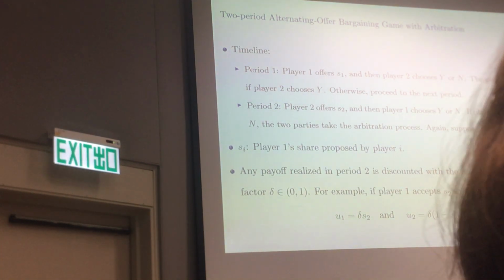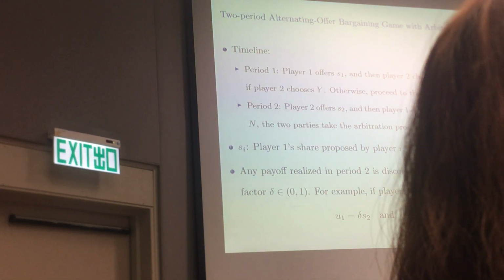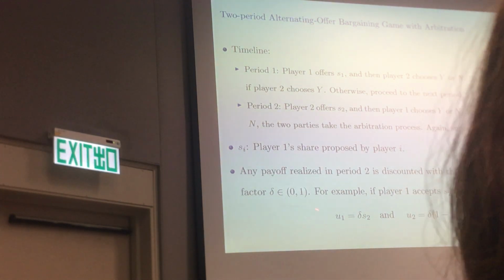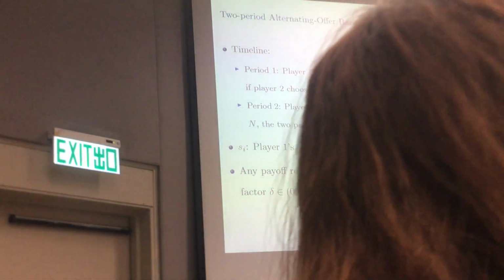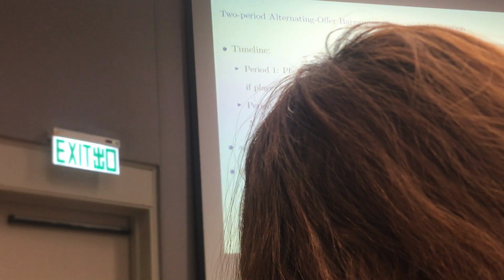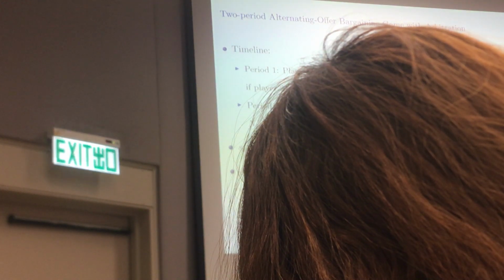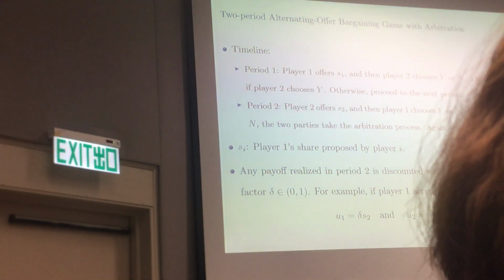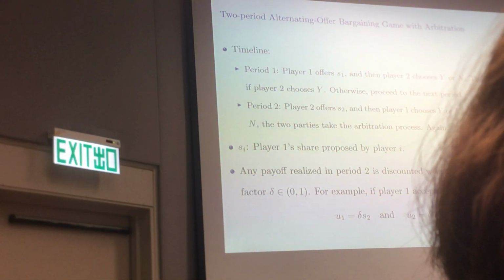And so I'm going to incorporate that idea as well. Two periods happen: period 1 happens first and then period 2 happens later. Which means that any payoff realized in the second period has to be discounted. So I'm going to use a discount factor delta. For example, if player 1 accepts S2 in period 2, remember that S2 is player 1's share proposed by player 2.